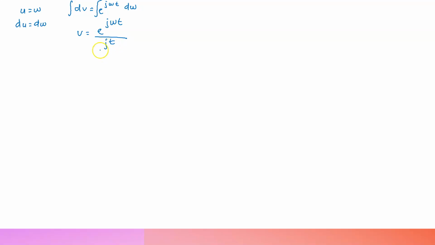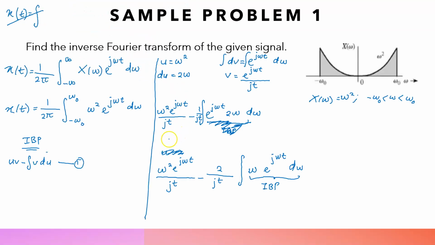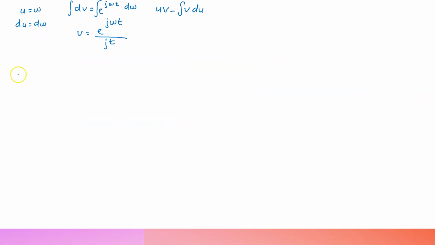Okay, so again you want to replace uv into the general equation of integration by parts, which is uv minus the integral of v du. But remember you have this part at the front, so we have to write all of them. So you have omega square e^(j omega t) over jt minus 2 over jt.